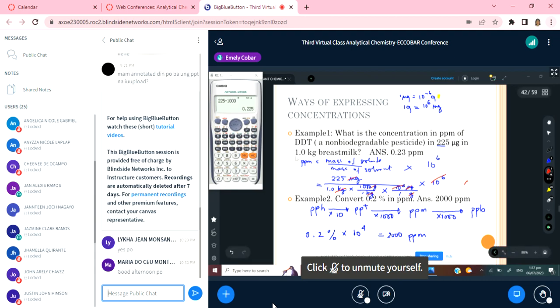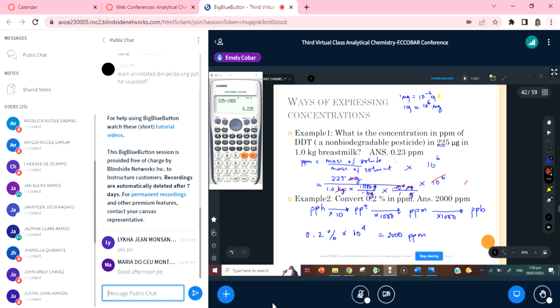Tingnan natin yung given. 1.0 kilogram, 2 significant figures. Ito, 3 significant figures. So your final answer must have 2 significant figures. And how do we round this off? Round this off to 2 significant figures. So 0.23. Ayun, 0.23 is the answer. Okay? May mga ganyan ha, may mga ganyang problem.